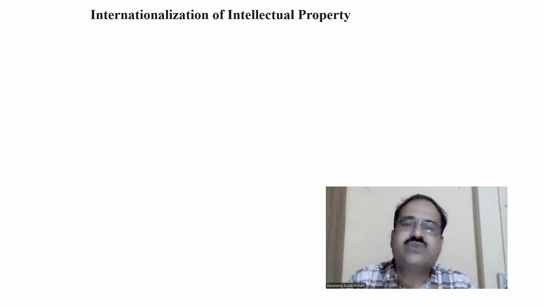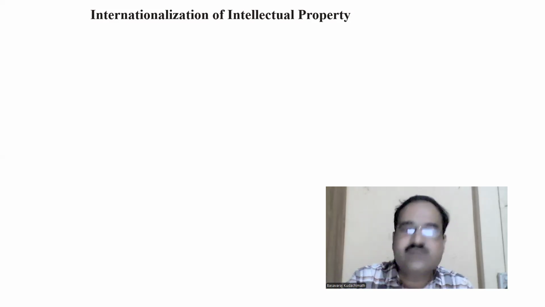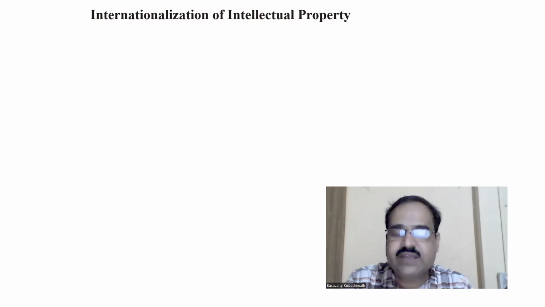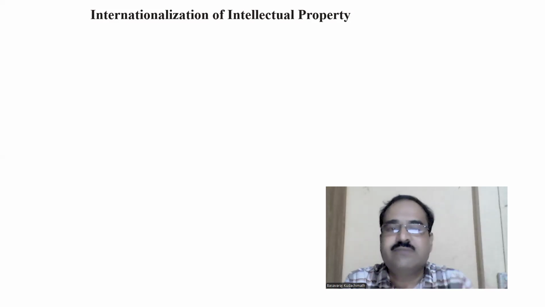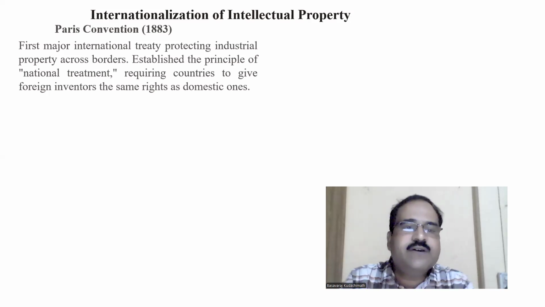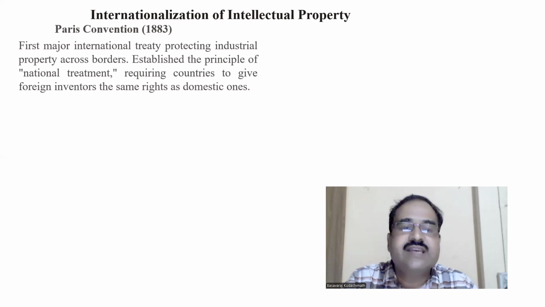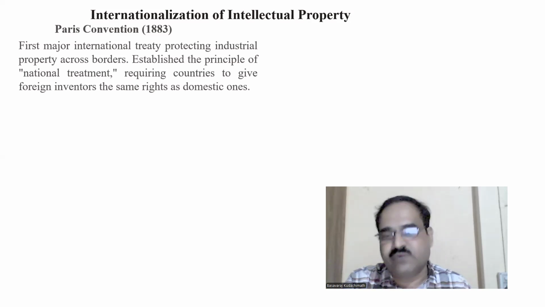They started merging together and started doing so. Intellectual property right was internationalized, that the property rights were established at the world level. The Paris Convention in 1883, the first major international treaty protecting industrial property across borders, established the principle of national treatment, requiring countries to give foreign investors the same rights as domestic ones.